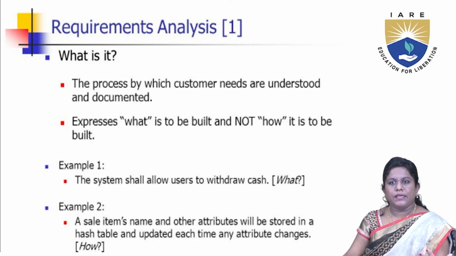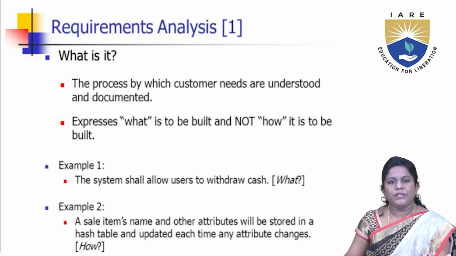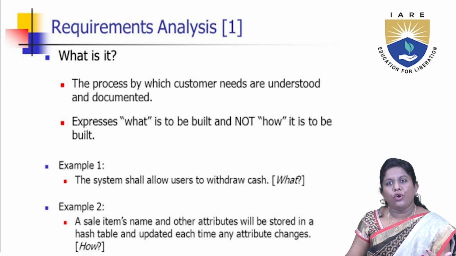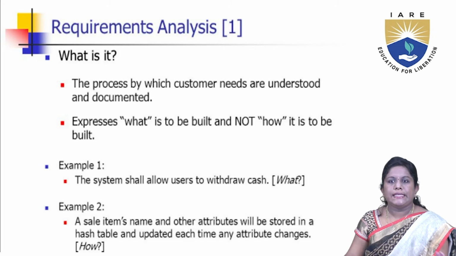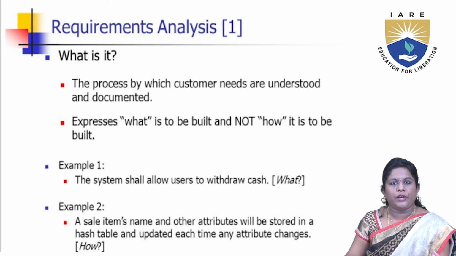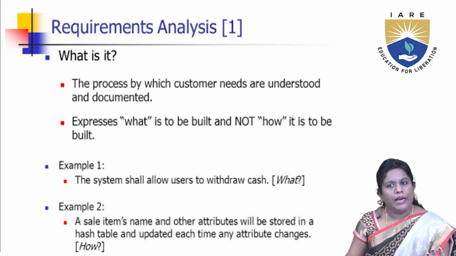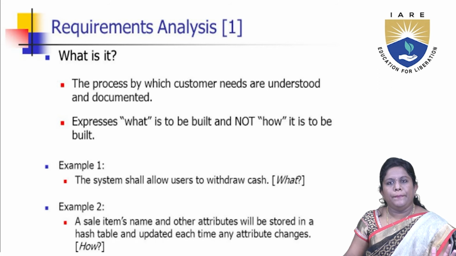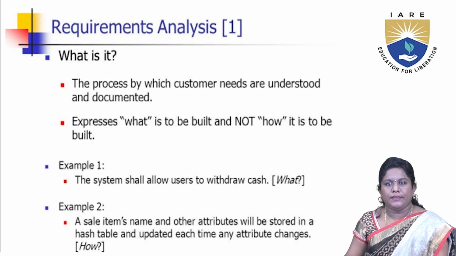Looking at some examples: users trying to withdraw cash. You are just trying to withdraw, but you do not know the exact procedures of how it is running in the background. Same thing with a sale item's name and its attributes: whatever you search gets included in the hash table and gets updated as the user does various activities. You don't focus on how it is updating, whether it is removed or not. You are just able to check the different item names and the related attributes. So analysis is about what to build, not how it is built. This is the first component of software engineering.